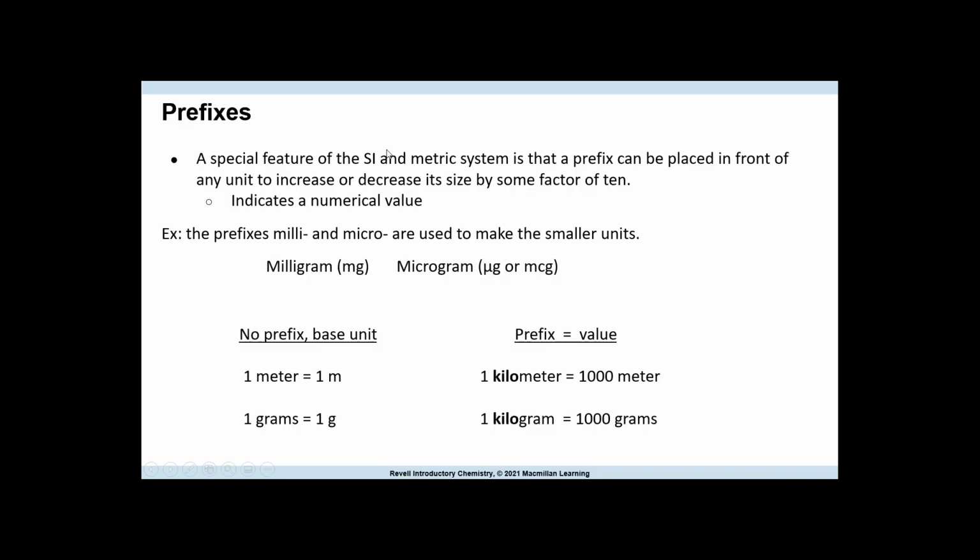Okay, so let's make sure you guys can understand what prefixes mean. It's a special feature of the SI or metric system, and a prefix is placed in front of any unit to increase or decrease its size by some factor of 10. It's a numerical value. So here, this is where milligram comes in and micrograms come in. I'm sure you guys have heard those. You just don't understand maybe what they actually stood for at the time.